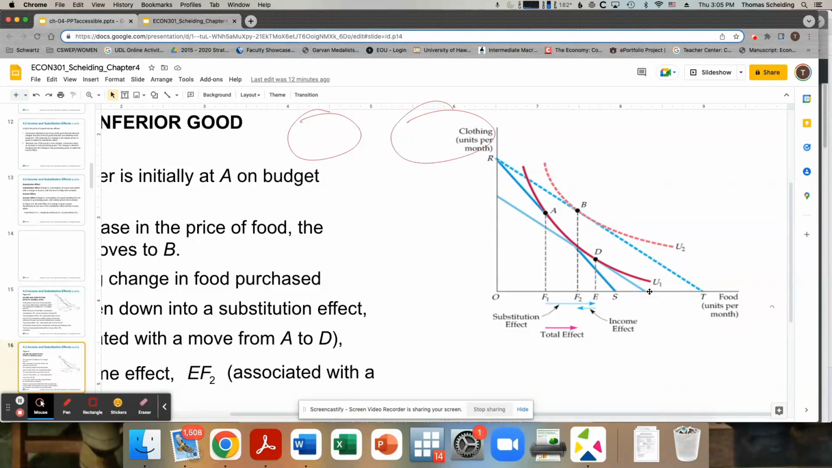Because it has the new relative price ratio, but the original utility. So that would be A to D. And then what we say is we allow ourselves to be on the higher utility level, which is at B. So it slightly goes backwards. From D to B is the income effect. But ultimately, we're still moving from A to B, which is still an increase as the price goes down. So that's the inferior good.